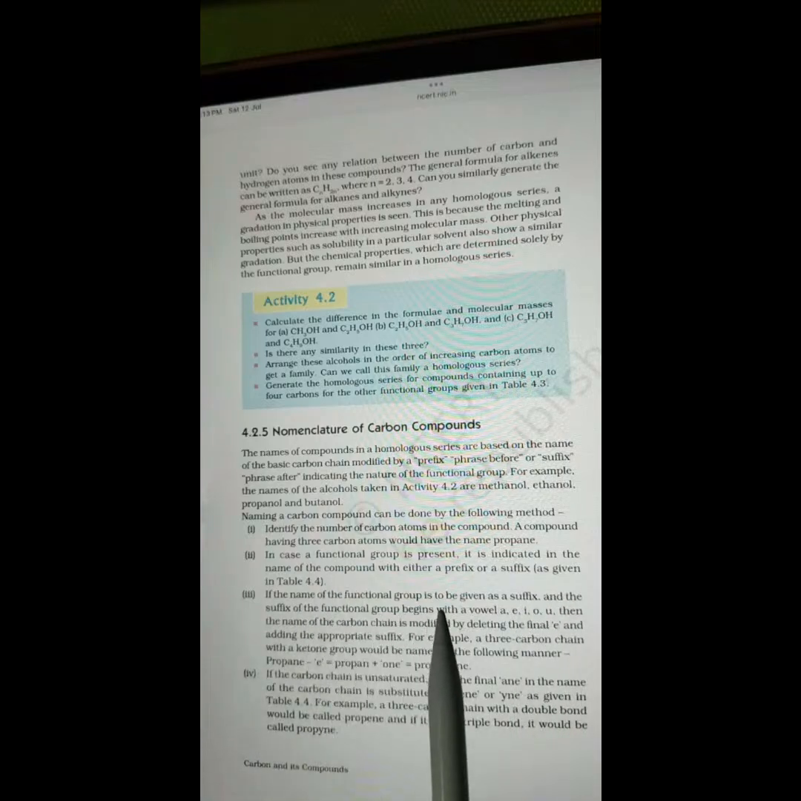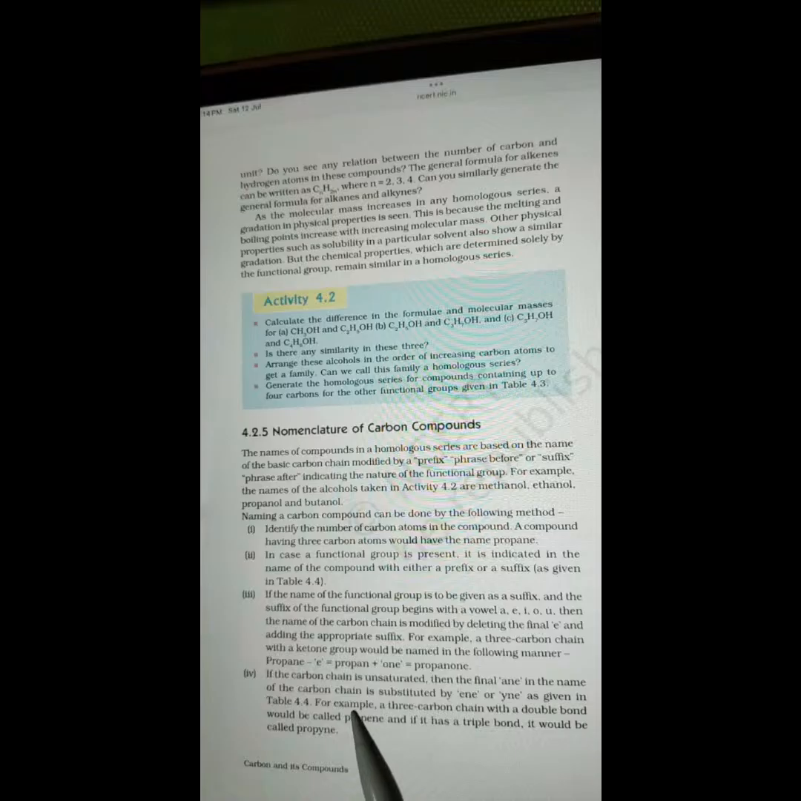If the name of the functional group is to be given as a suffix, and the suffix of the functional group begins with a vowel A, E, I, O, U, then the name of the carbon chain is modified by deleting the final e and adding the appropriate suffix. For example, a 3 carbon chain with a ketone group would be named in the following manner. You will be writing propane in case carbons are 3. You will be deleting this e, and because it possesses the ketonic group, you will be adding one to the remaining word. So this is for the ketonic group.